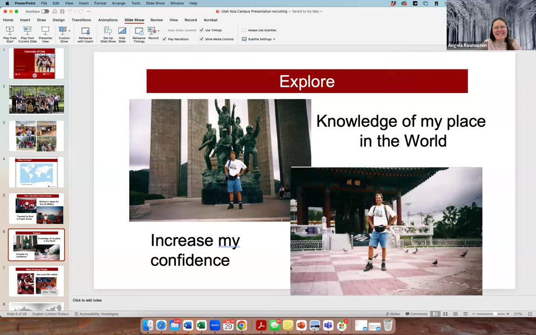But what was amazing about this experience, going to another country, was being able to increase my knowledge of the United States and its place in the world, and how much respect people have for the United States and how appreciative they are of foreigners. It's really amazing. It also increased my personal confidence with understanding different languages and being able to interact with other people from other languages. And it was a really cool experience.